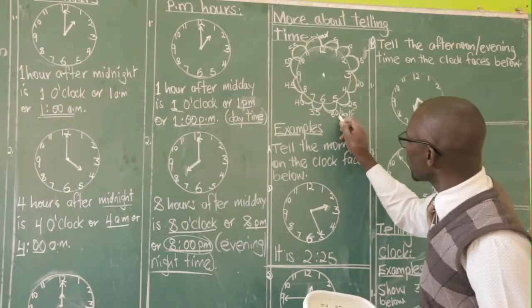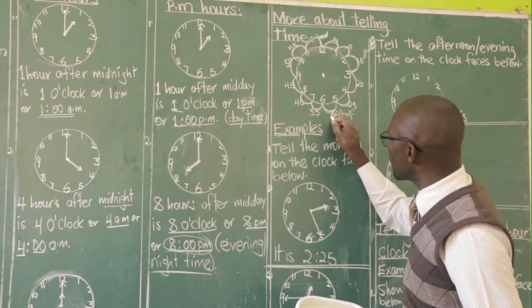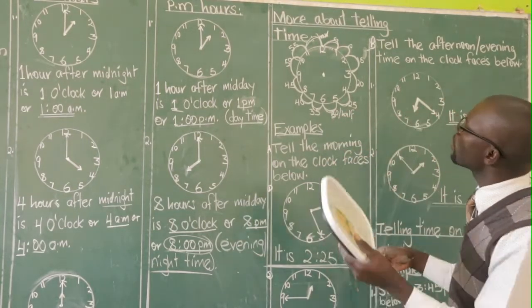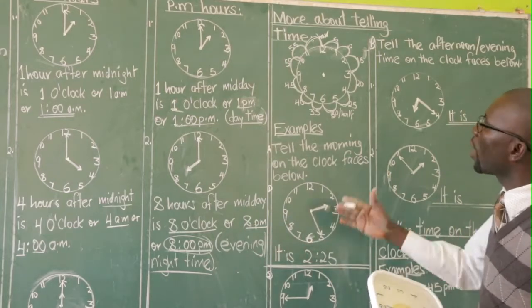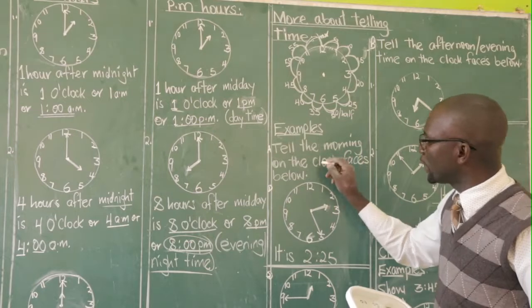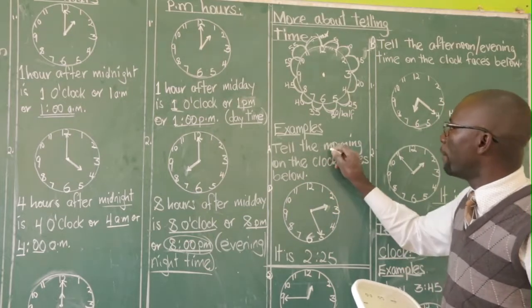Now, here I wrote half. At times when we say, we don't say 30, it is 30 minutes past, or it is 12:30, at times we say it's a half past. So we have an example here. Tell the morning time on the clock faces below. Morning.